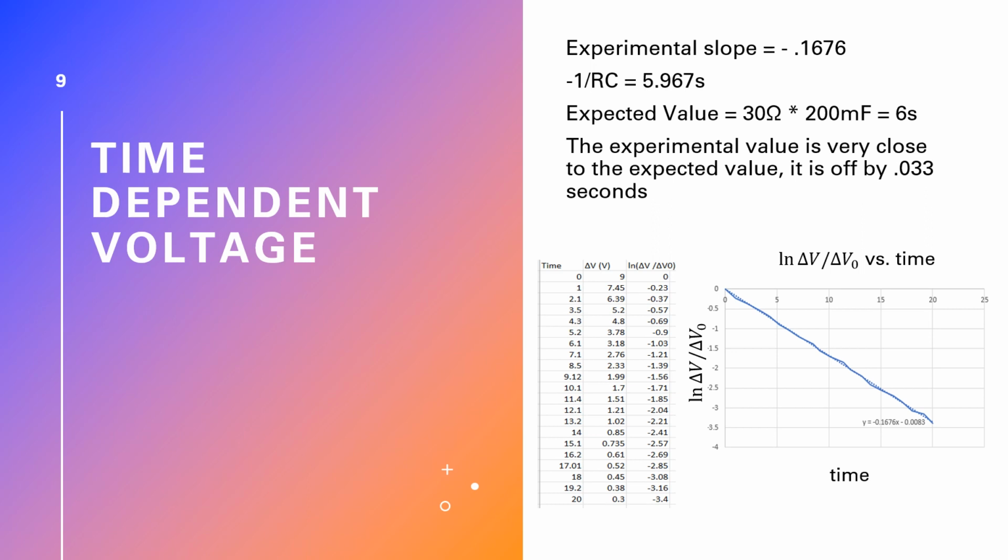My experimental slope ended up being -0.1676. Then you do -1 over this value, which is your RC, which gave me 5.967 seconds. The expected value was 6 seconds, so the experimental value is very close to the expected value. It is off by about 0.033 seconds, which is really close.